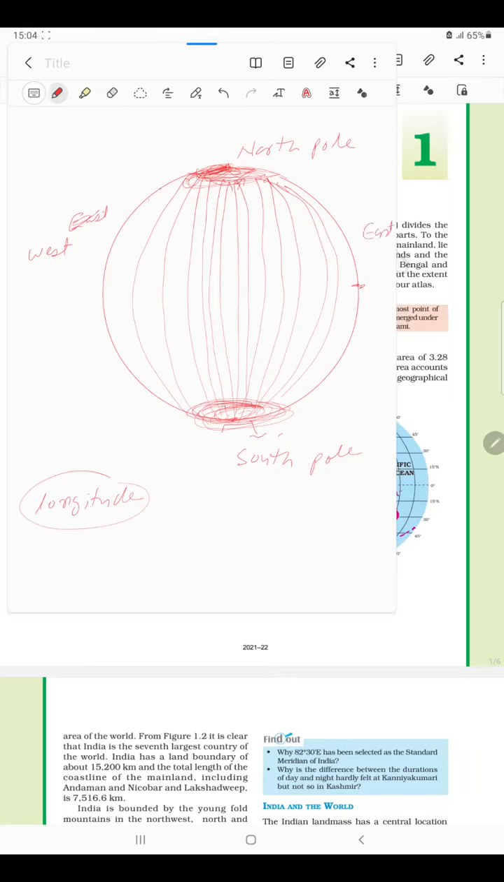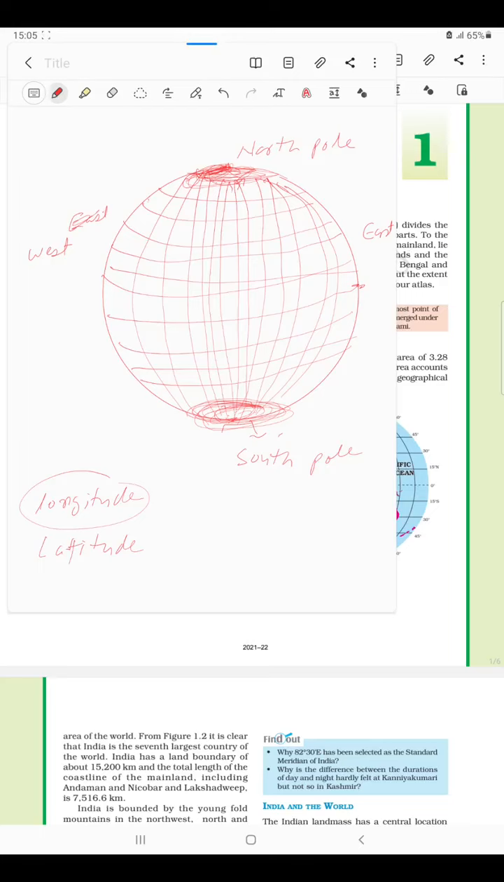Latitude runs from west to east, and these lines never meet each other. They are parallel to each other. These are the latitudes. Latitude runs west to east, and they are parallel to each other. They never meet. But longitude runs north to south, and they meet at the poles.